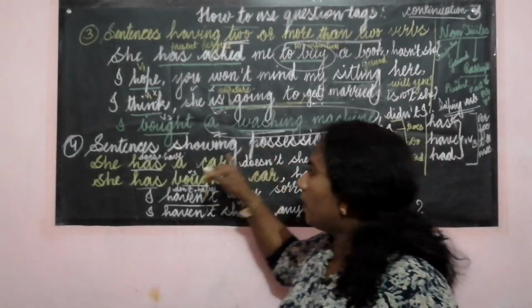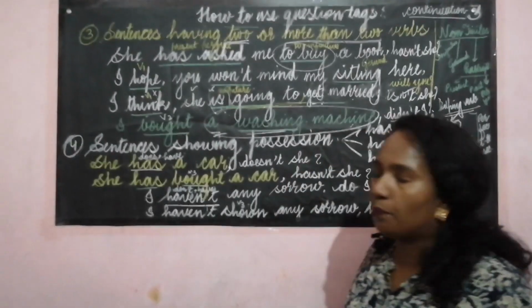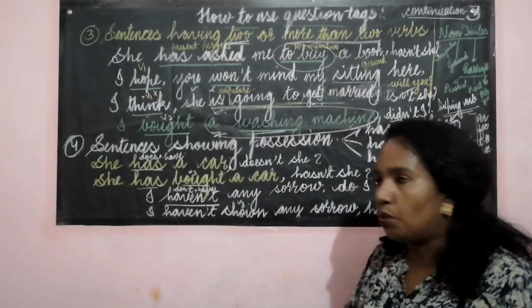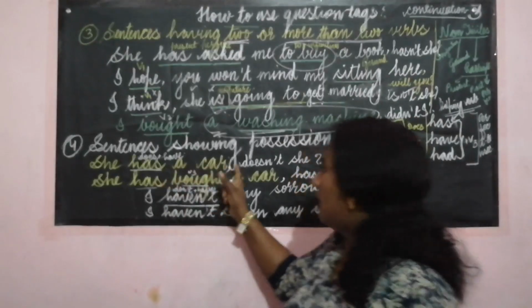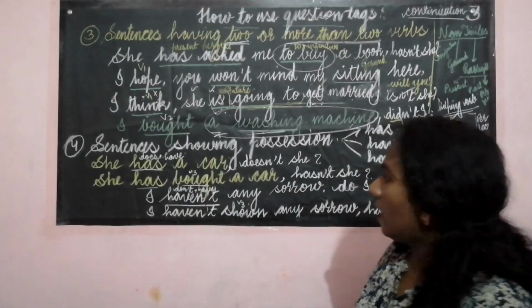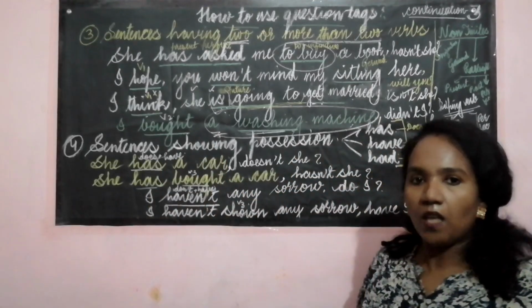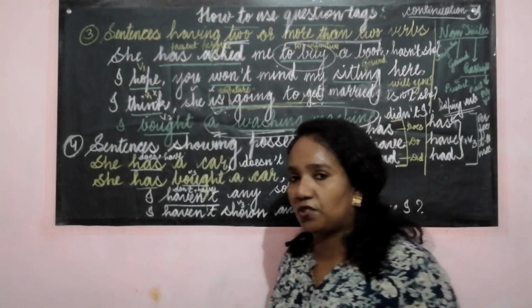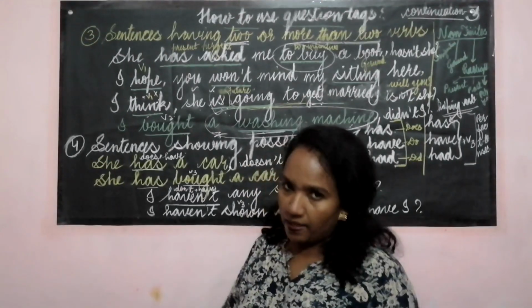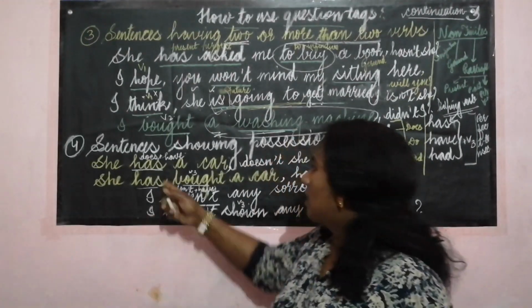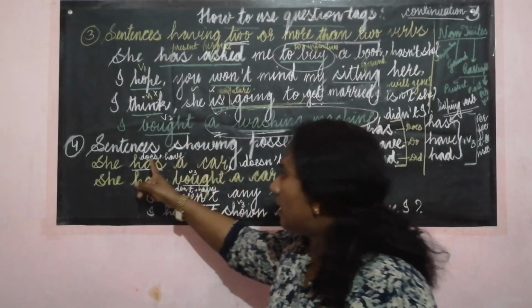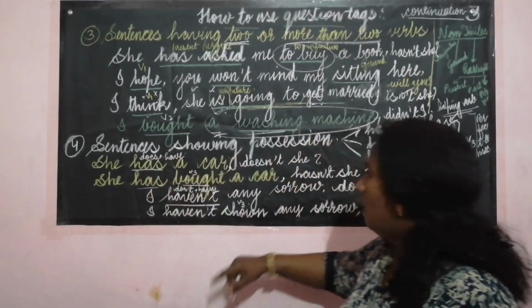So we have to look into the sentences, how to make the question tags in those cases. She has a car, our first example. And we have repeated the same thing. She has bought a car. Now let us look into how to form the question tags in these two different sentences, which sound the same. She has a car. It means she does have a car.